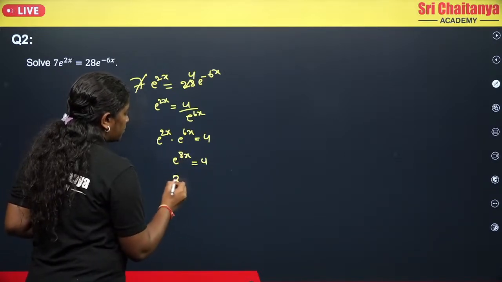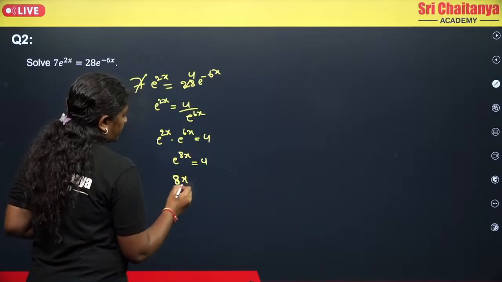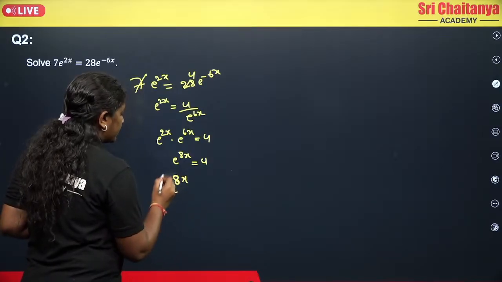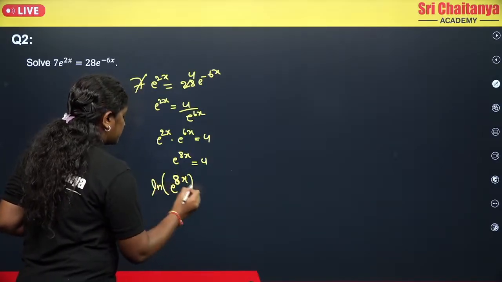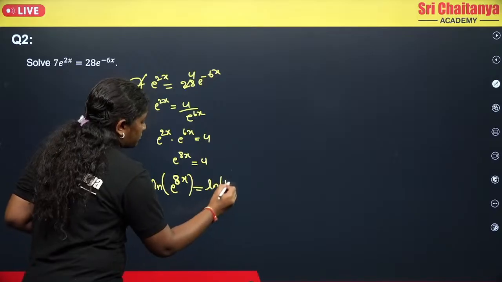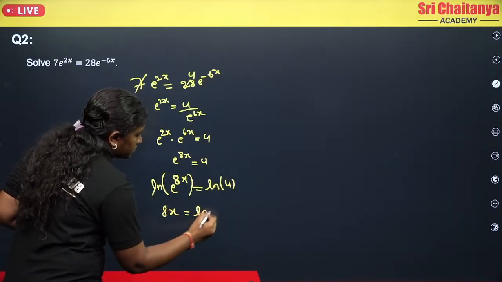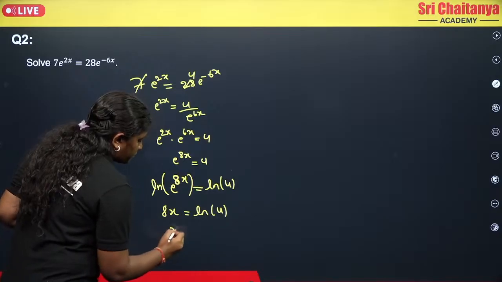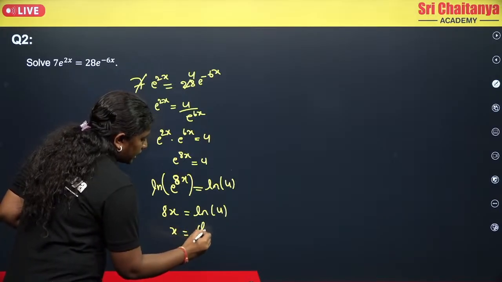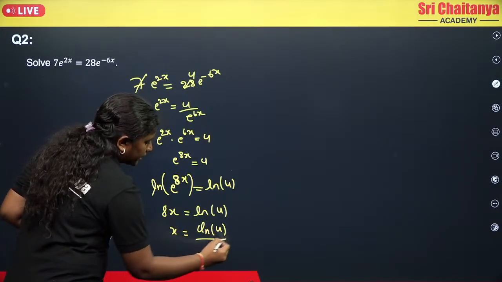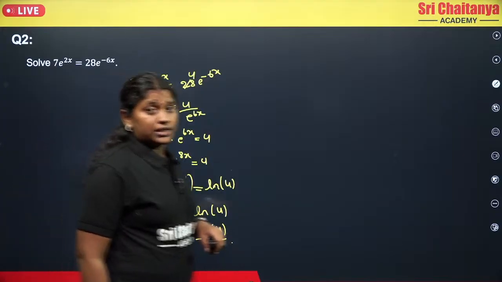Now if you apply ln, you will get 8x, e to the power 8x ln equals ln of 4. Okay, from this you will get 8x equals ln of 4. Now from this x equals ln of 4 by 8. Okay, this is simple.